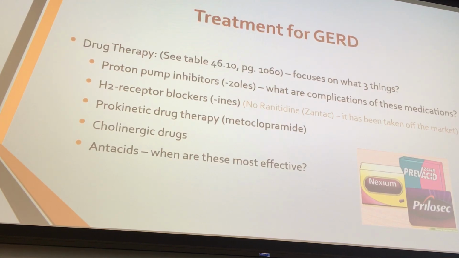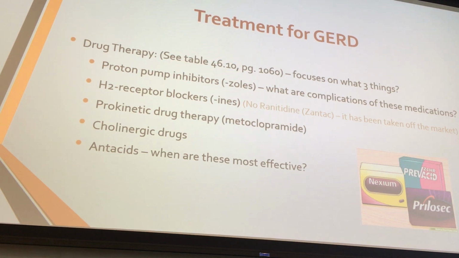Okay, so treatment for GERD. There's a whole bunch of things out there, okay? We're going to focus on the proton pump inhibitors and the H2 receptor blockers because those are the ones that work the best, okay? As we said, the Zantac was taken off the market, so we're not going to focus on that one. The proton pump inhibitors, the best way to remember them is that they end in zol, okay? Like omeprazole, that's one you're going to see a lot, okay?